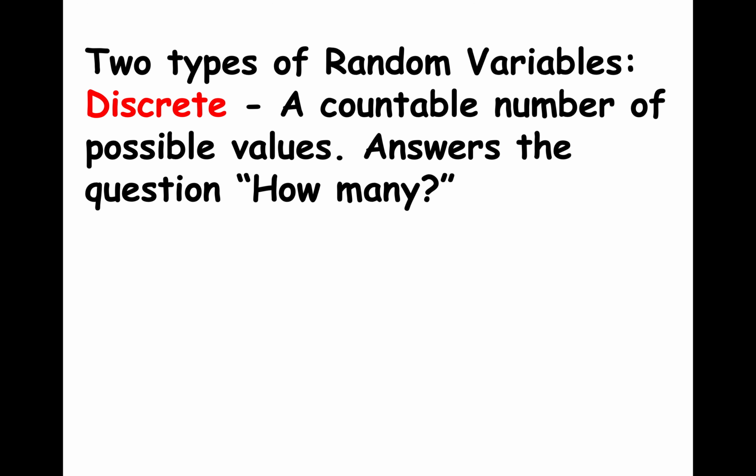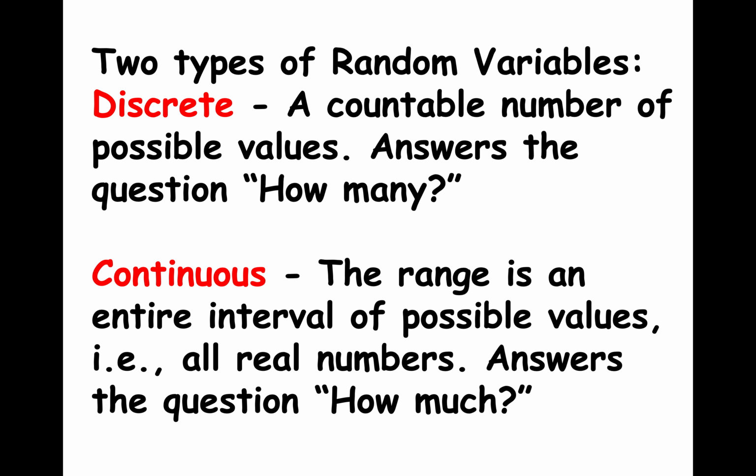So there are two types of random variables. One is discrete, and a discrete random variable has a countable number of possible values, and it answers the question, how many? Then a continuous random variable's range is an entire interval of possible values, for example, all real numbers, and it answers the question, how much? So discrete is countable, continuous can take on any value on an interval.